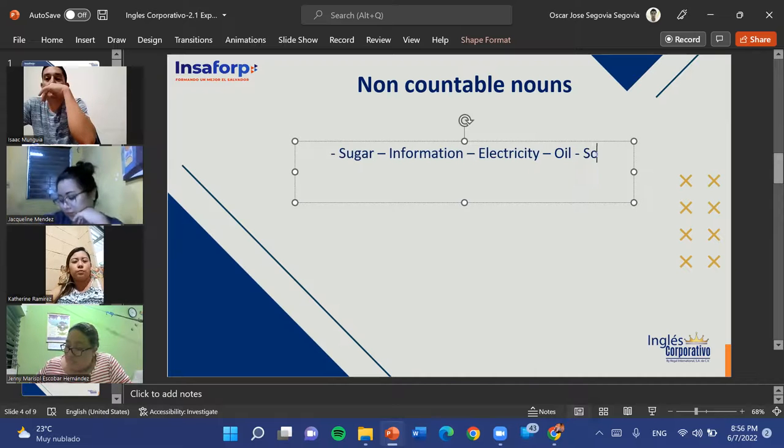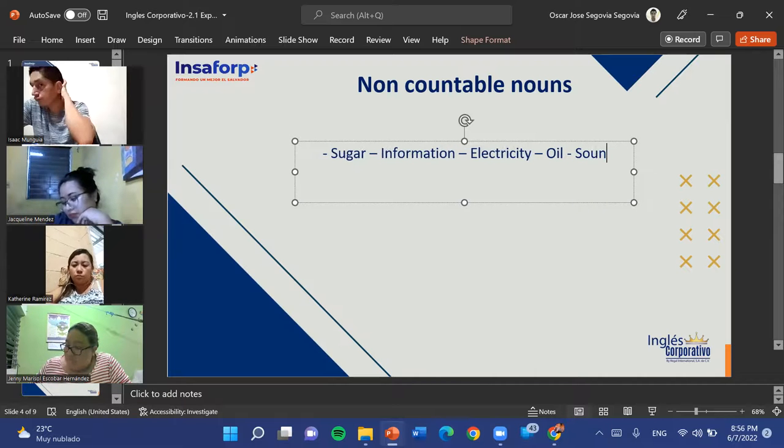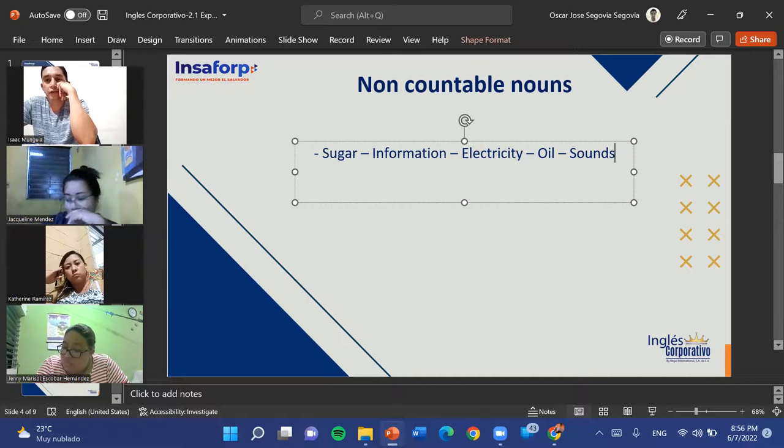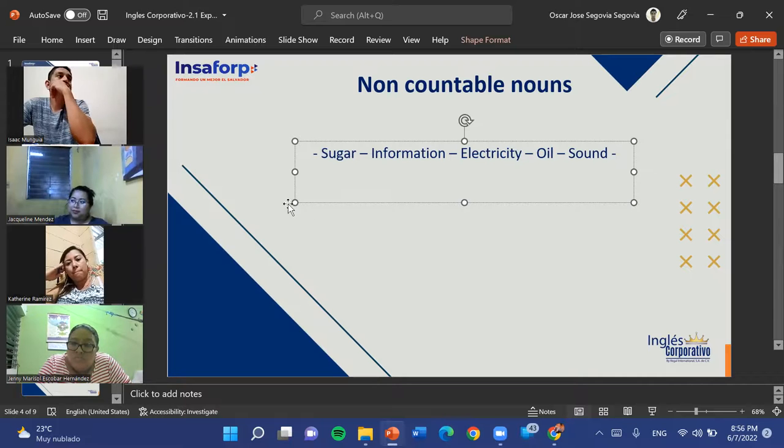Sonidos. Sounds, very good. Or sound. Sound or sounds. Sí, este es otro de esos nombres, ¿verdad? Que a la hora de escribirlos los podemos colocar así, como un plural. Pero en realidad es incontable por el hecho de que, o sea, yo no puedo identificar de forma directa cada uno de los sonidos porque, una vez más, están en el aire. Y esa es otra cosa, que muchas cosas que suceden en el aire son cosas que no podemos nosotros separar. Entonces, sound is also an uncountable noun, sorry. Isaac.